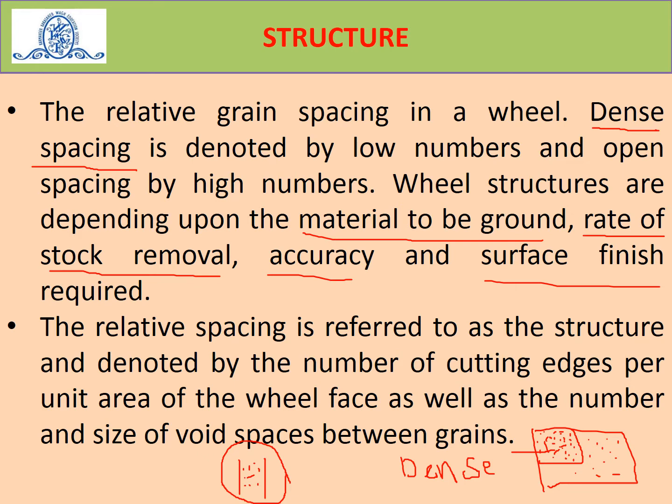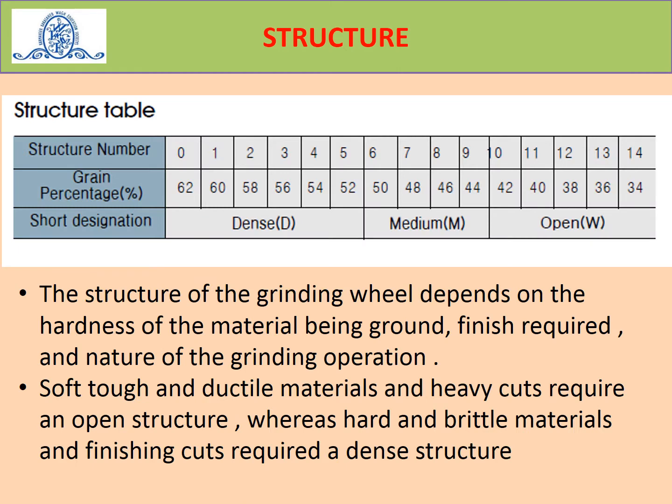Dense, medium and open. Now if you see the dense, the grain percentage is more, 60 to 52 percent. That means the number of elements or edges responsible for the removal of the material from the workpiece are more in the dense one.